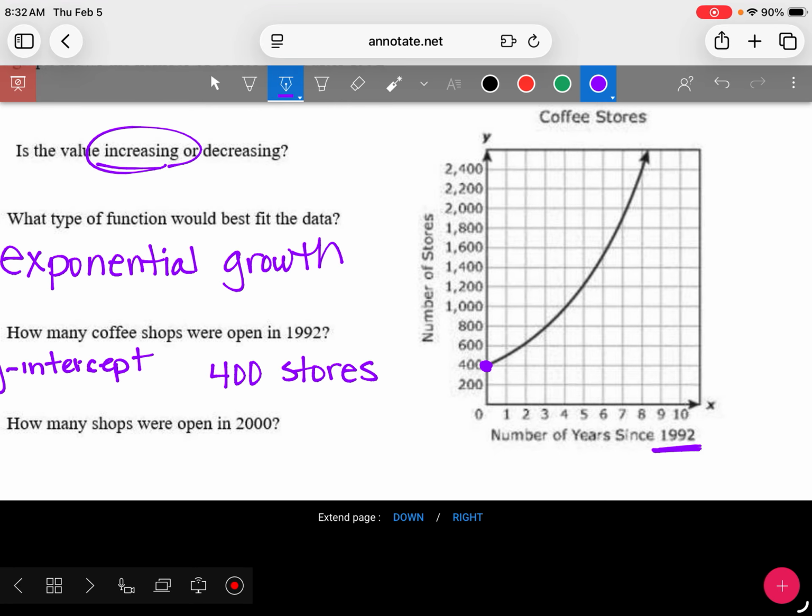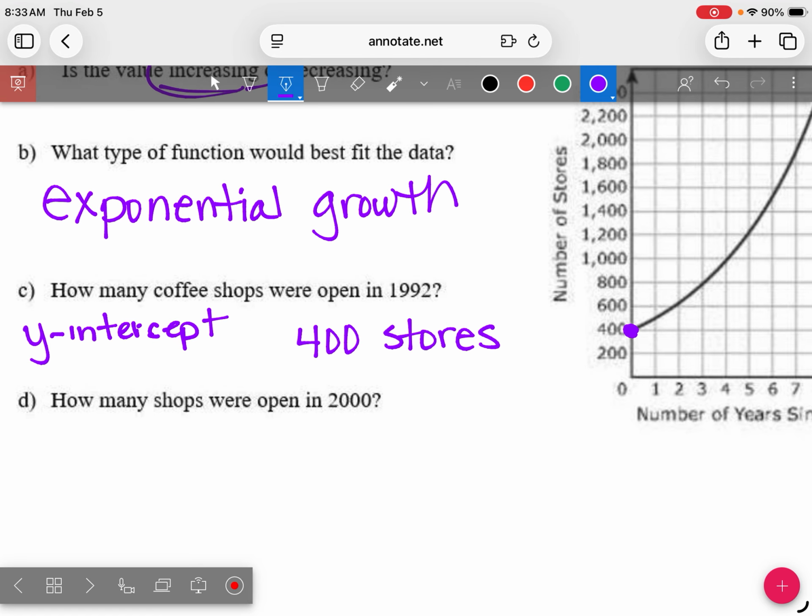All right, so here's a tricky question. How many shops were open in the year 2000? So the first thing you need to figure out is what is the X value. The X value will be 2000 minus my starting year, which is 1992. So if you take 2000 minus 1992, what do you get? Year 8. All right, so now I'm going to look at my graph.